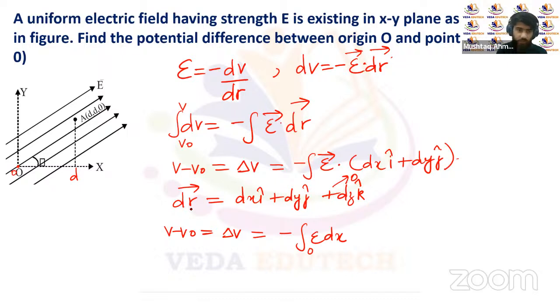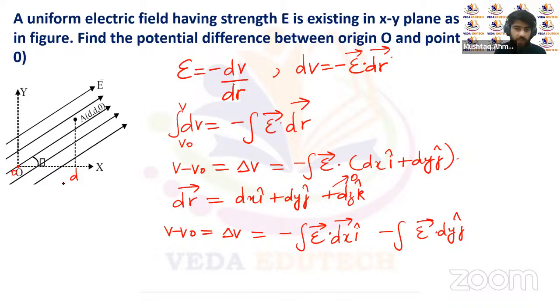Now let's suppose this angle here is theta. So it will be the integral of E dotted with dx i cap, plus the integral of E dotted with dy j cap. You can see here.